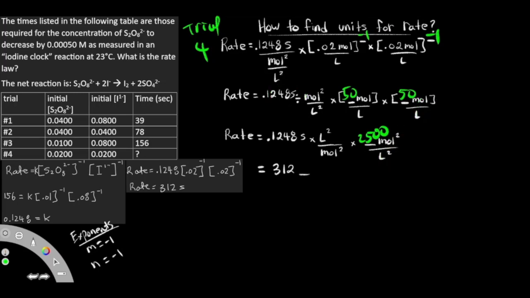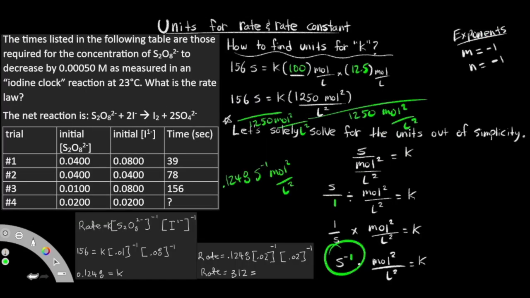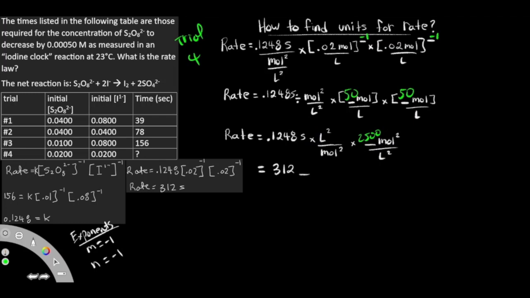Now this 0.1248 is in seconds. I obviously want to keep the seconds, so I don't want to make it S to the -1 like we did here. I'm going to back up and leave my seconds the way it is, but instead I'm going to change the divided to multiplication so that the moles squared and liter squared flip. That's why we've done it this way.